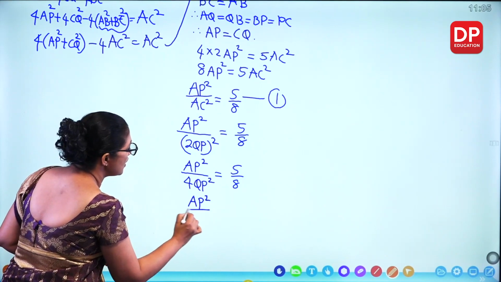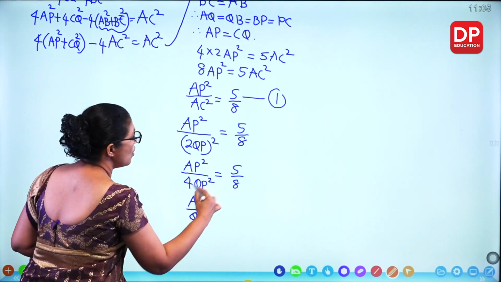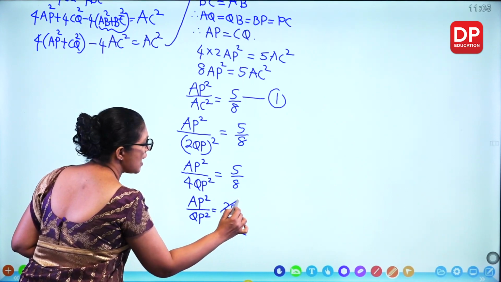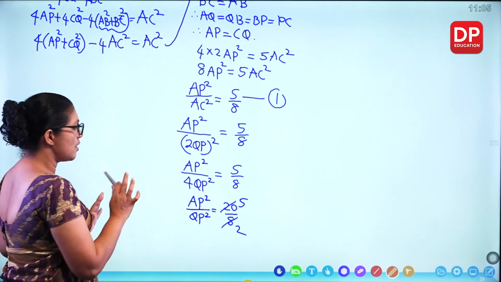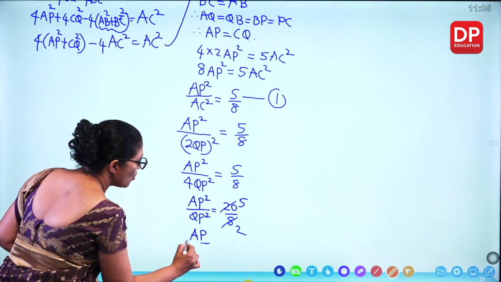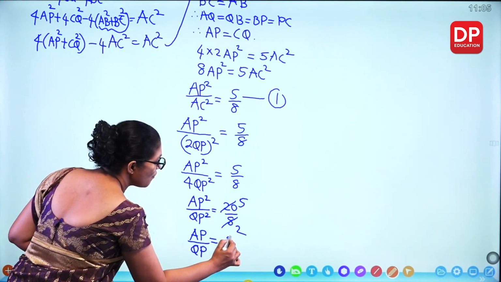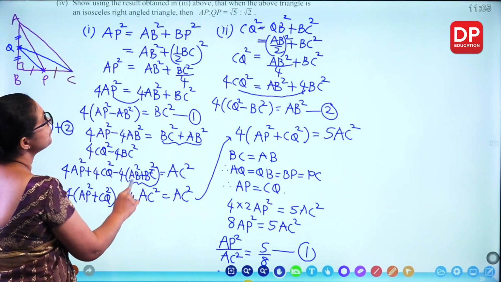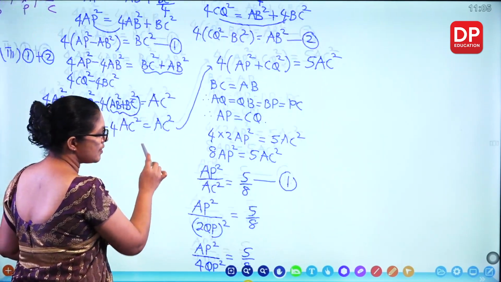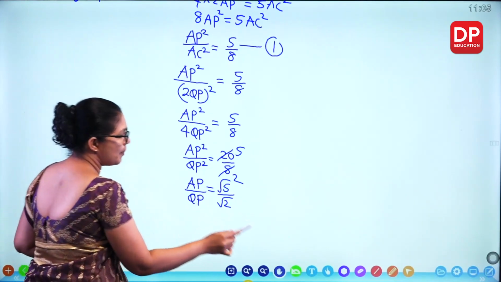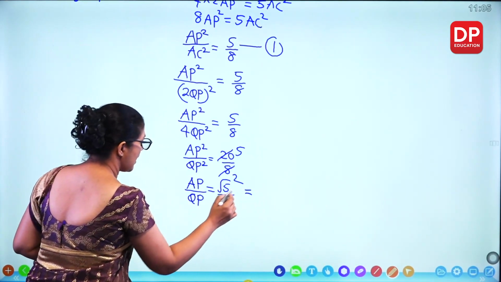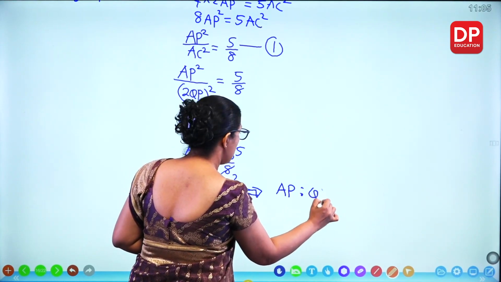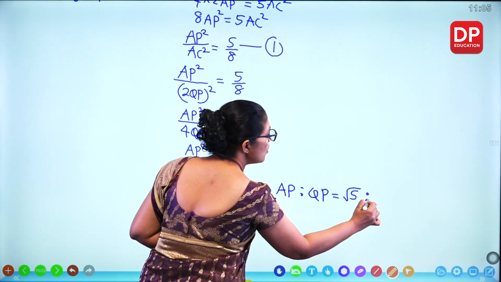AP squared over QP squared is equal to 4 times 5, 20 over 8. Then simplify: 4 times 2, 4 times 5. So when you take the square root of both sides, AP to QP is root 5 to root 2. You are asked to find AP to QP as a ratio. So what's the ratio? AP to QP is equal to root 5 to root 2.